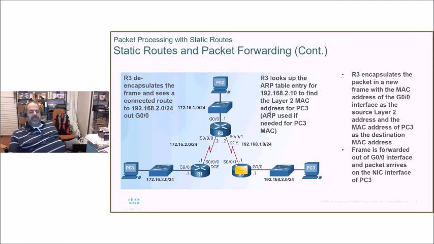R3 receives the packet, decapsulates it, and then, oh, okay, I'm directly connected to the destination. And so it then has to look up either an ARP table entry or do an ARP request to find the MAC address of PC3. And then it will forward it to PC3 out of G0/0, apparently.